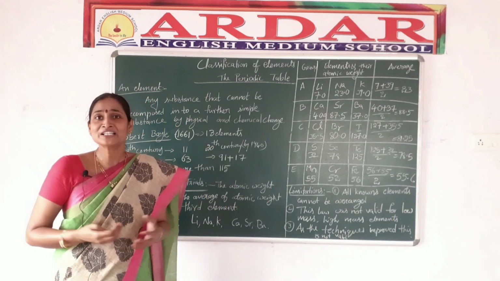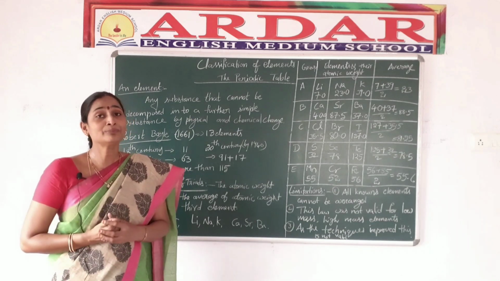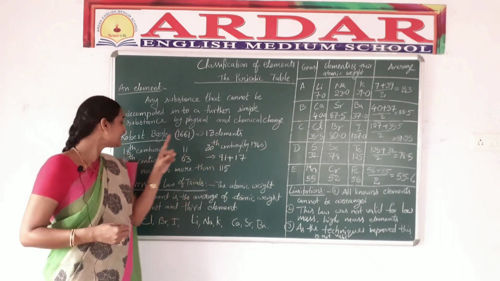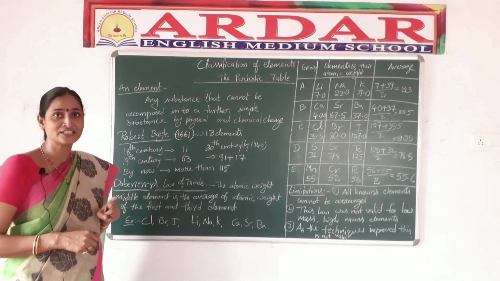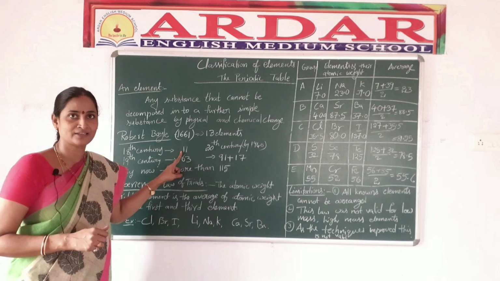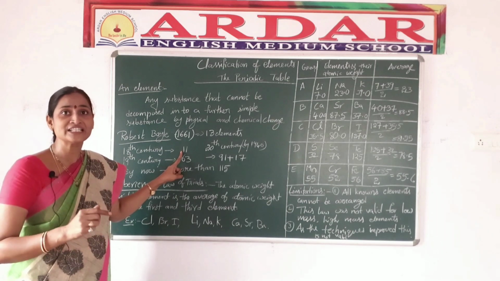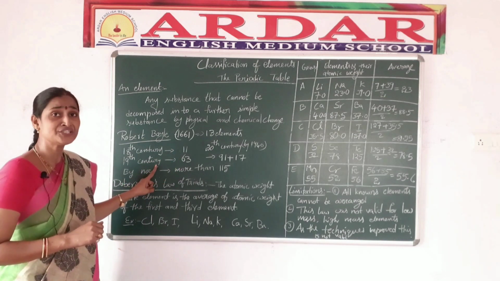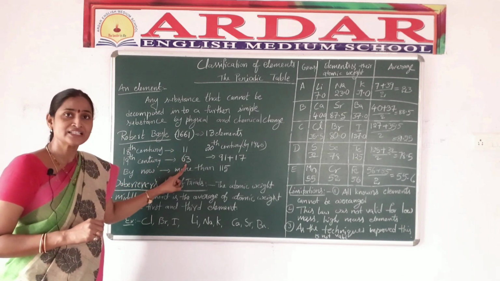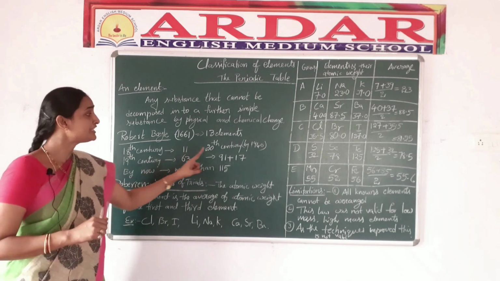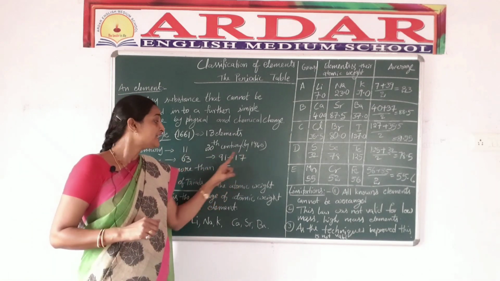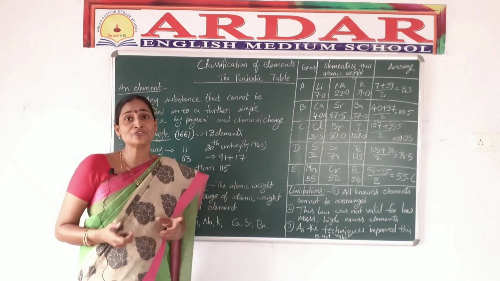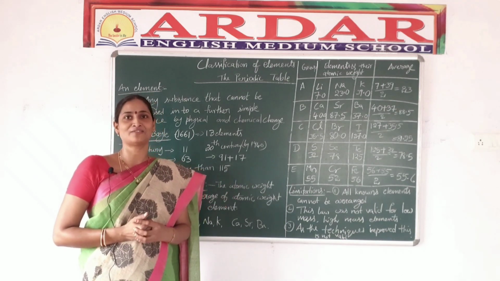Do you know how many elements are discovered? At the time of Robert Boyle, there were 13 elements discovered. And in the 18th century, at the time of Lavoisier, 11 more elements were discovered. Totally 24 elements were discovered at the time of Lavoisier. Now in the 19th century, 63 elements were discovered. And in the 20th century, by 1940, 91 natural elements were discovered and 17 artificial or man-made elements were discovered.